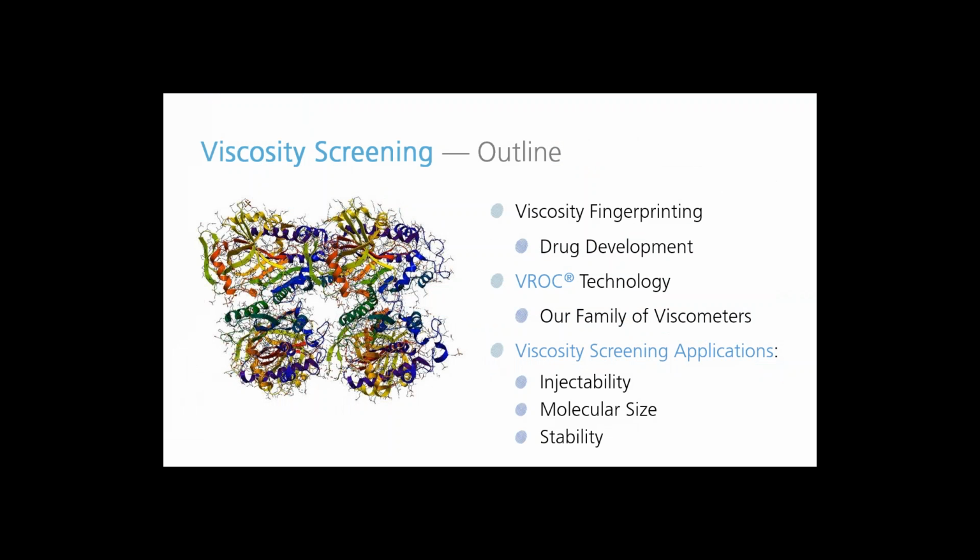And this is our outline for today. We're going to start with the introduction of what is viscosity and what do we mean by viscosity fingerprinting, and how can we use those two concepts to help on the different stages of drug development. We will briefly review VROC technology and our family of viscometers, and then we'll move on to show some examples of applications and data that we have acquired with our instruments regarding applications such as injectability, determining the molecular size and the stability of different protein therapeutics.